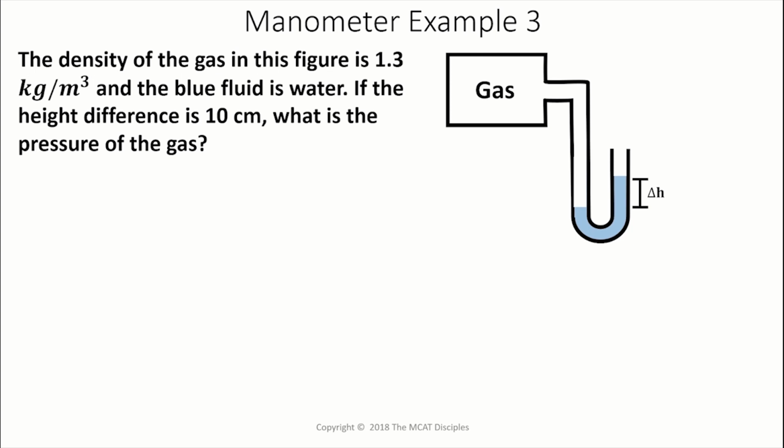That's almost the same thing, but the manometer is typically U-shaped as it's shown here. So we're going to do a question with a manometer. We have the density of the gas in this figure is 1.3 kilograms per meter cubed, and the blue fluid is water. If the height difference is 10 centimeters, what is the pressure of the gas?